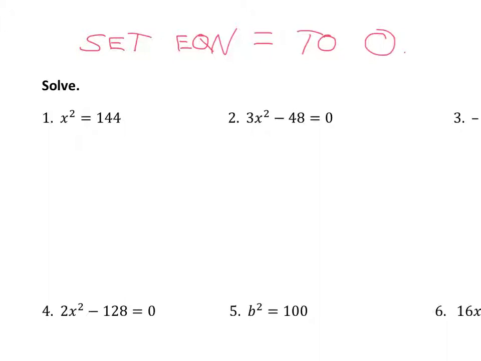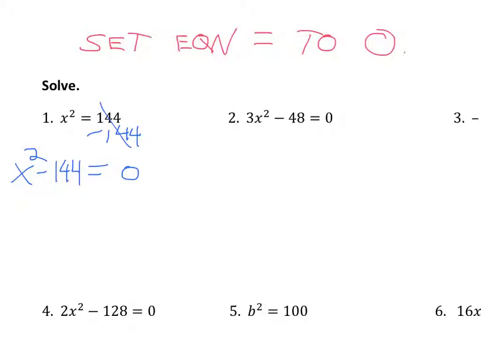So I want everything on one side. I want the x squared as positive. So I'm going to get rid of the 144 by subtracting 144 from each side. That cancels out as 0. And then I would subtract 144 from the left. I have x squared minus 144.